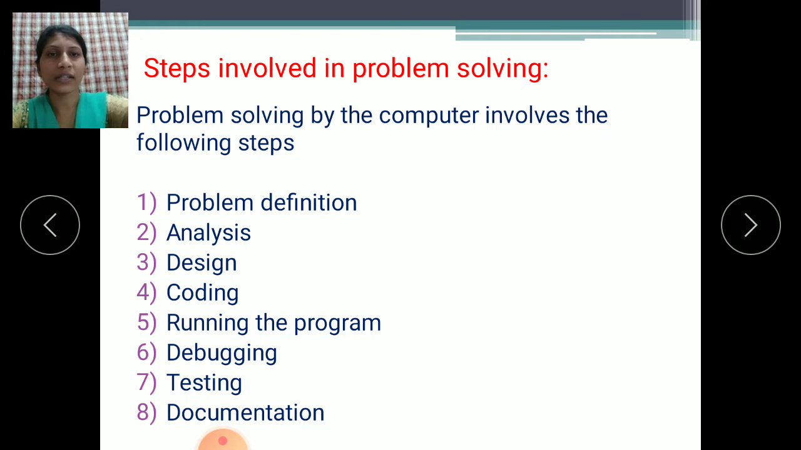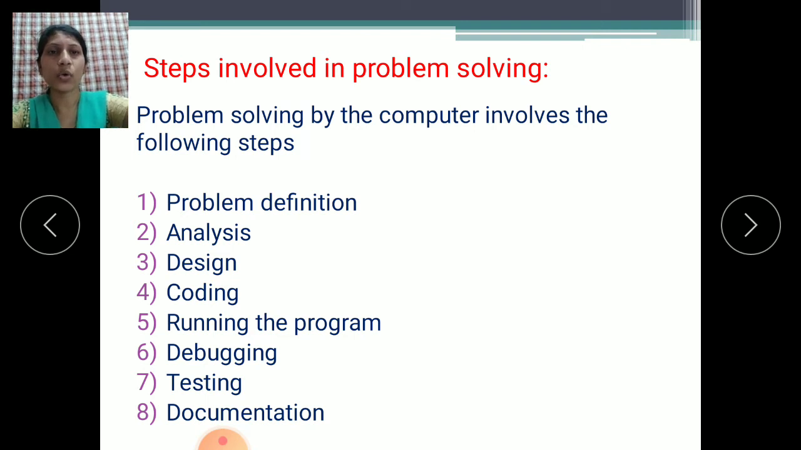Then the third one is design. What does design mean? Before executing the program, we should design the problem properly. See here, design the problem step by step: how it will accept the inputs and how it will perform. That means what inputs have been given, what has to be performed, and what outputs the computer should give to the user. That is designing the program step by step.